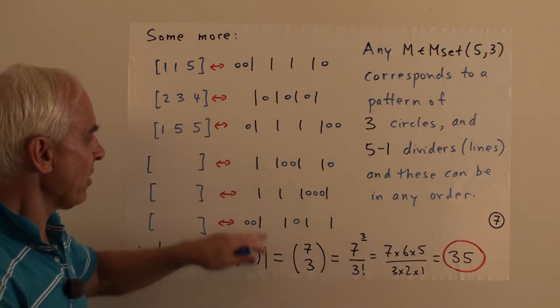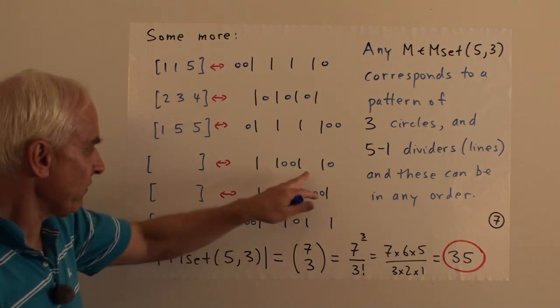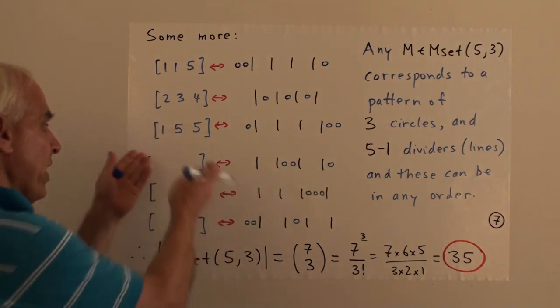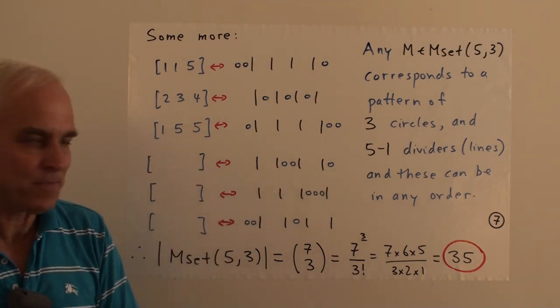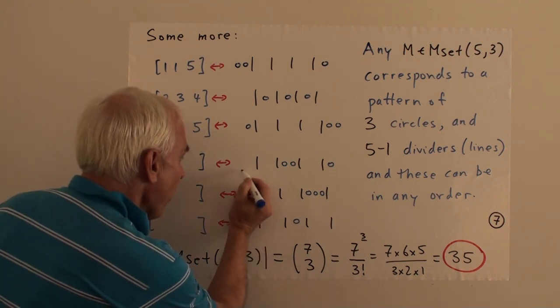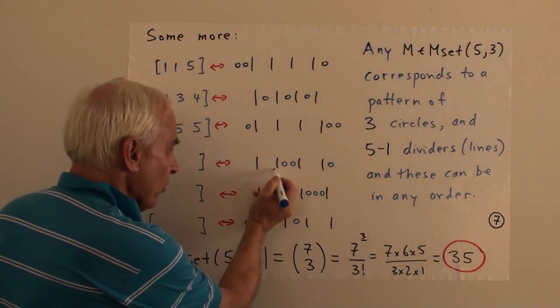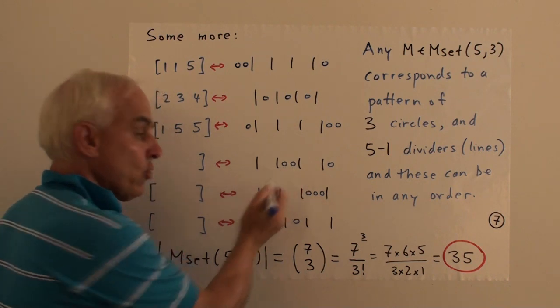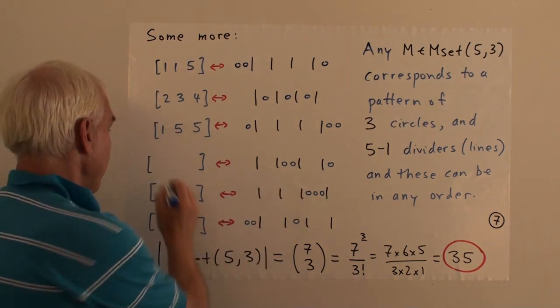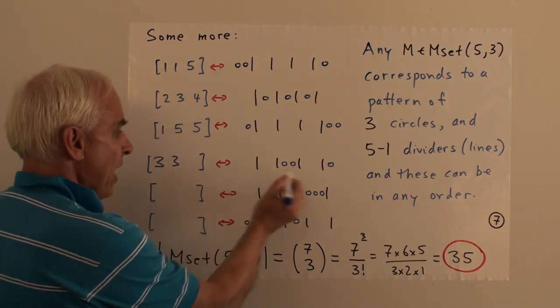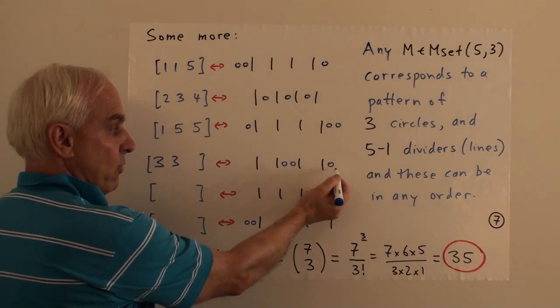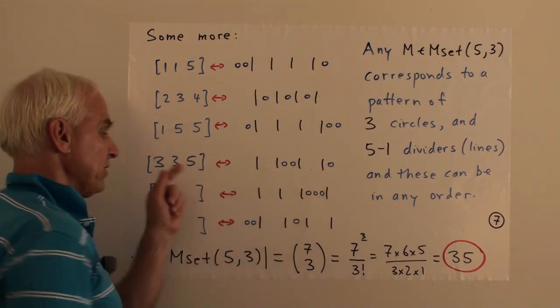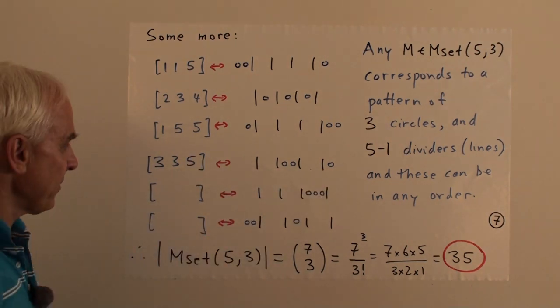Let's go the other way around. Here we have a situation where we have 4 dividers and 3 circles. What MSET does that correspond to? Well, we read off how many 1s there are. There's 0 1s, there's 0 2s, there's 2 3s. Okay, so we have to put 2 3s. And no 4s and 1 5. So it corresponds to the MSET 3, 3, 5.